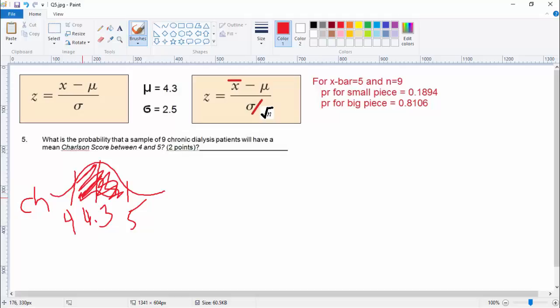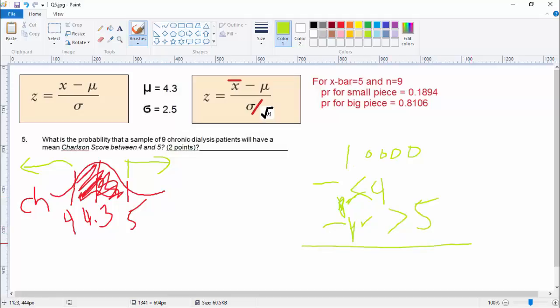And just to remember, our game plan is we're going to do 1.0000 minus whatever this piece is. So that's the probability of less than 4. And then we're going to minus the probability of greater than 5. So this is a p here, greater than 5. And then whatever's left is going to be that middle red part, right?